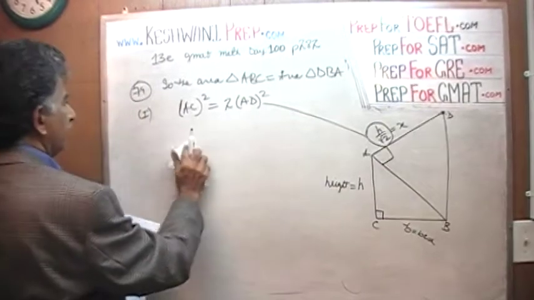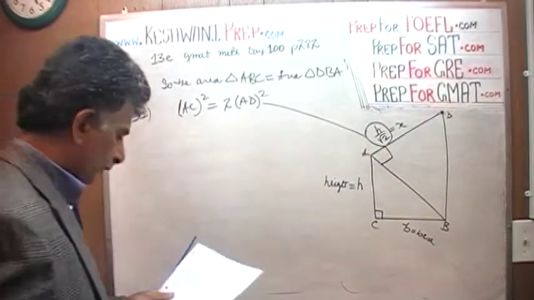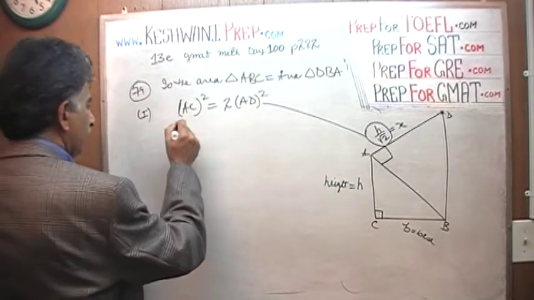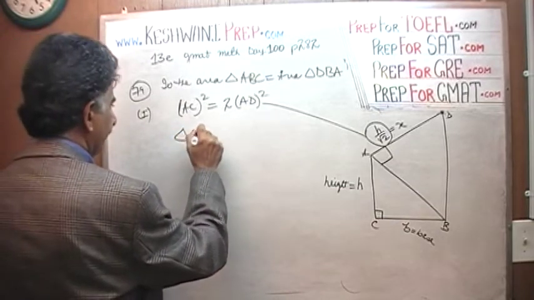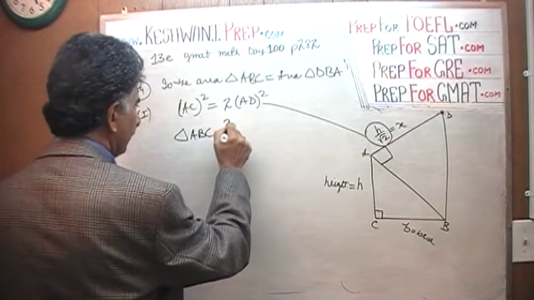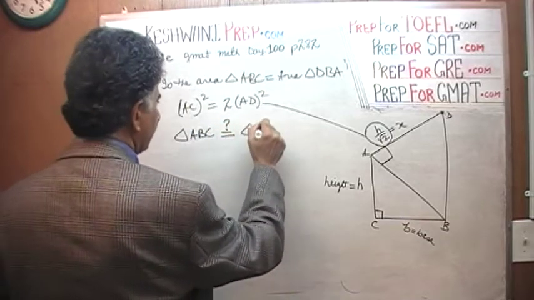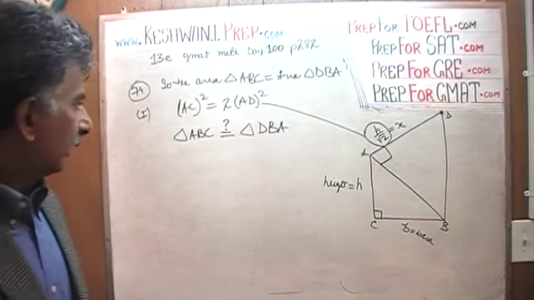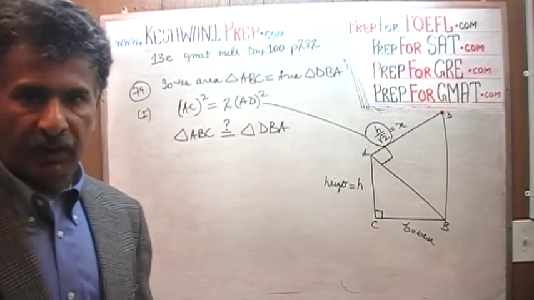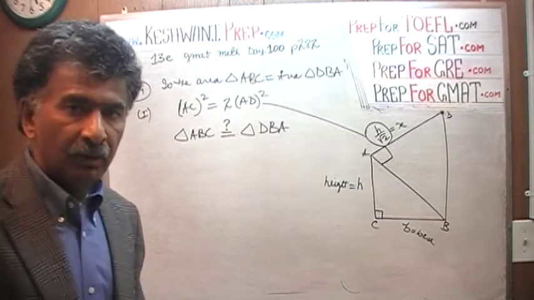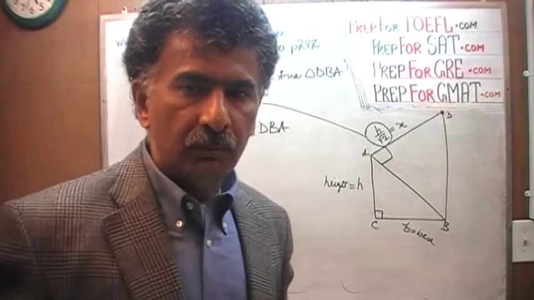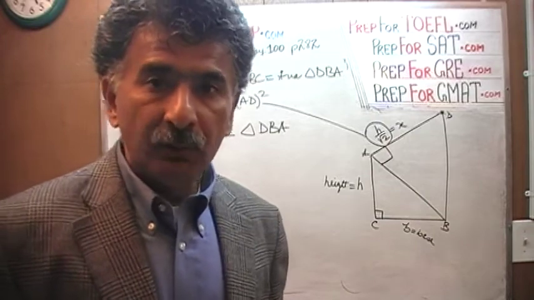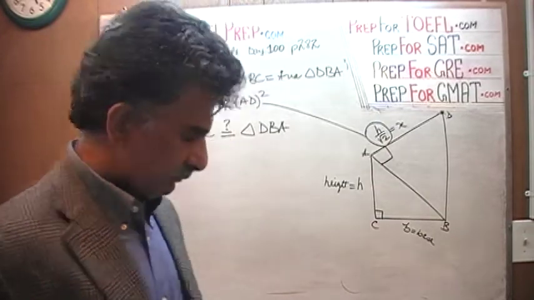Now let's see what they're asking. The question now is: is the area of triangle ABC equal to the area of the triangle DBA? It's a question mark. Are those two areas equal? Let's just see what happens. What condition will we have to fulfill in order for these two areas to be equal to each other?